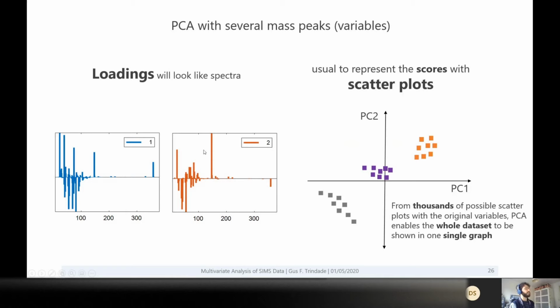But if we do PCA first and then find all the peaks that are related, we end up with just a single scatter plot that, as written here, is from thousands of possible scatter plots with original variables. PCA enables the whole data set to be shown in a single graph. So with the right interpretation, you can explain your whole data with a single plot instead of trying to find the patterns one by one. So that's the introduction about PCA.